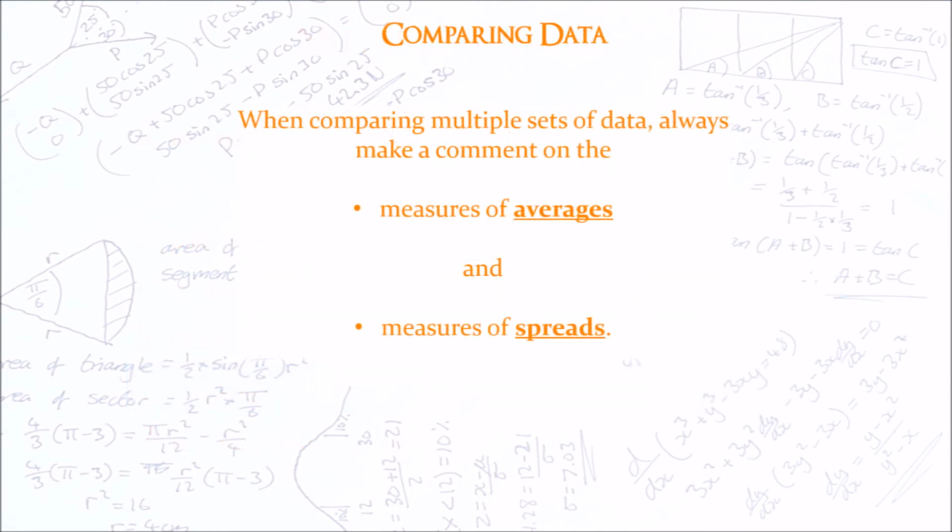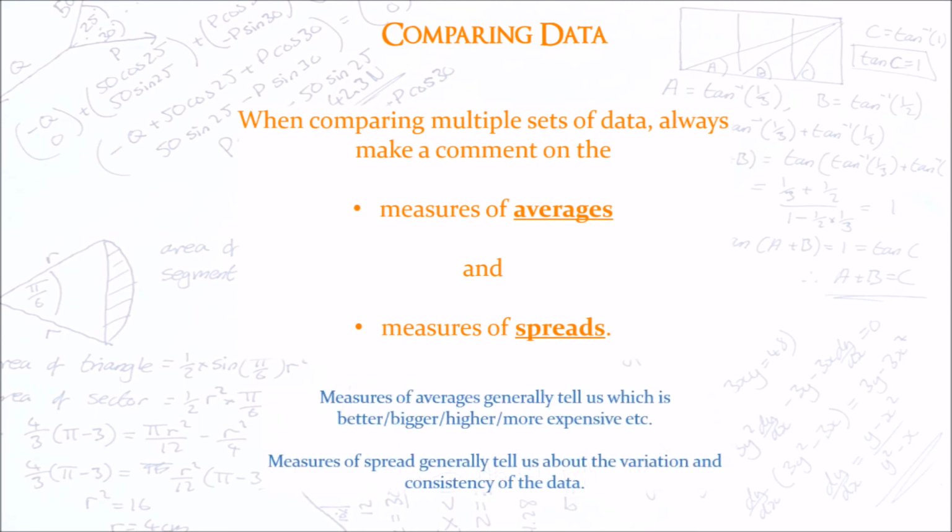It's not often in questions that you're asked to make a comparison between two sets of data based only on numerical measures. But in the rare cases that you are, it's important that you make a comment on your averages and a separate comment and comparison on your measures of spread. Your measures of averages generally tell you how much better, bigger, higher, more expensive something is. Whereas your measures of spread tell you about how spaced out the data is, the consistency of results, the variation within your results.